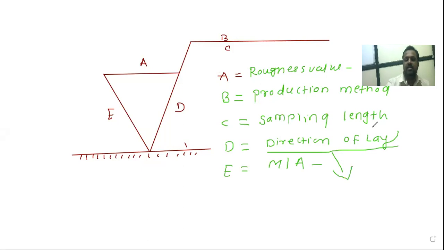The direction of lay is nothing but it shows the pattern of irregularity. Suppose this is our component, and this is the surface. If there are irregularities on that surface, how those patterns of irregularities are arranged, such information we will get from the direction of lay.